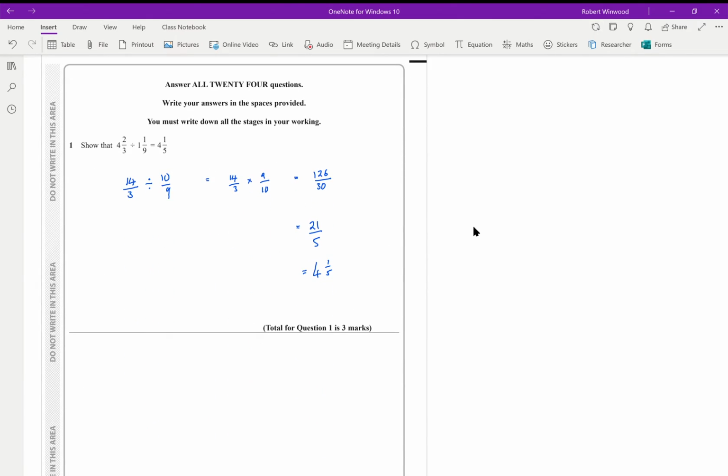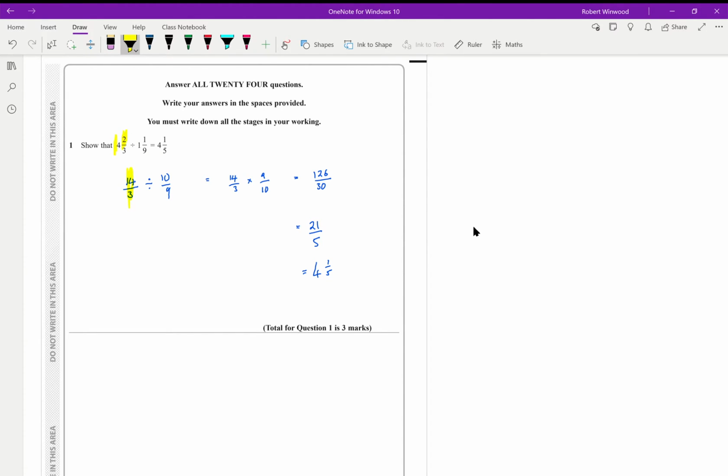This is a show that question, so you've got to put all your working and treat it as if it was a non-calculator question. So how many thirds are there in 4? Well, there's 3 thirds in 1, so there must be 12 thirds in 4, plus the extra 2 thirds, so that's 14 thirds.